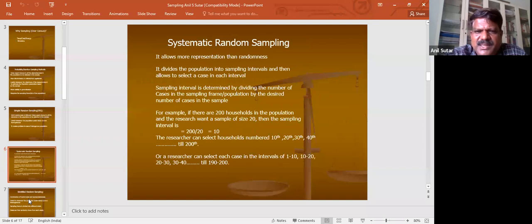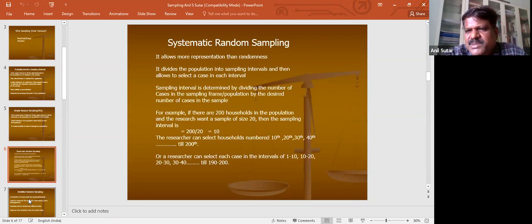Then systematic random sampling, this again is a variant of random sampling only. Most of the time we come across simple random sampling only. Our scholars vaguely say that they will follow a random sampling method. That is not the correct way of saying.